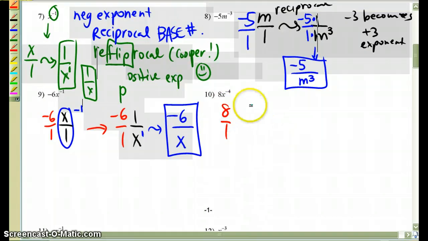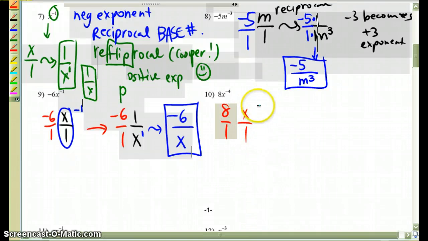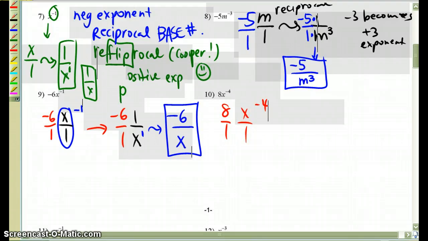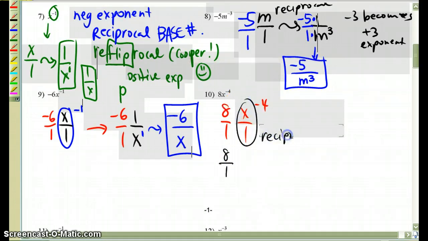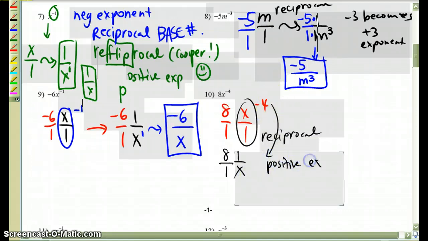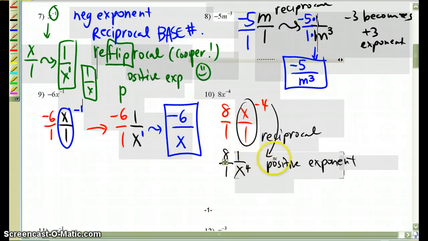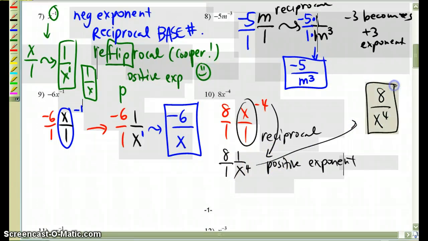8 over 1, I'm going to write it as a fraction. X over 1, I'm going to write it as a fraction. Negative 4 is my exponent, so I'm going to take the reciprocal. So 8 does not become the reciprocal, but this will become the reciprocal. So I'm going to get 1 over x, and then the negative becomes a positive exponent. I'm just making some notes in case you're not sure what's going on. And so the negative 4 becomes a positive 4. My final answer, I'm going to write it over here, which is going to be 8 over x to the 4th. Final answer for number 10.